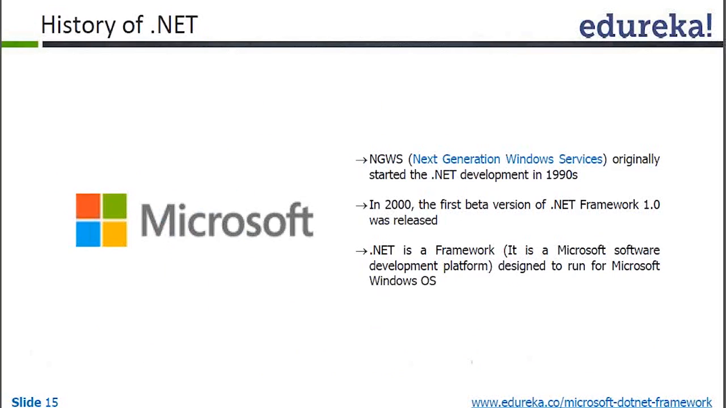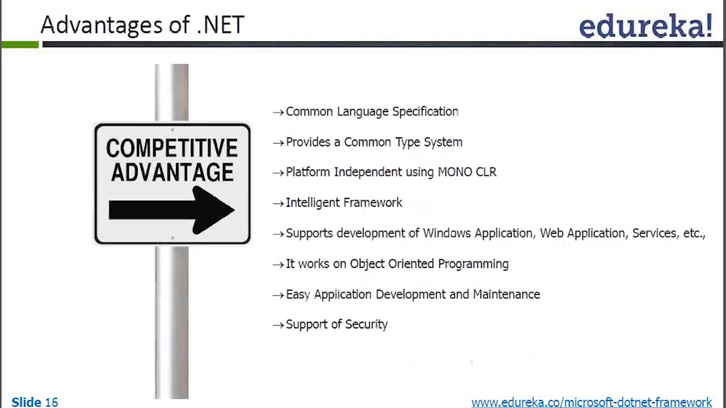Now, the history of .NET. .NET was introduced in the year 2000 with a version called 1.0, but there were a lot of issues in that one, and they came up with 1.1. From 1.1 onwards, .NET is fully secure. The advantage of .NET we already discussed. Once again, we'll repeat: it's a common language specification.